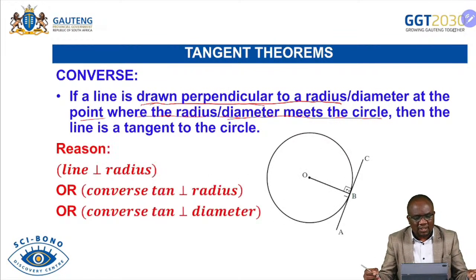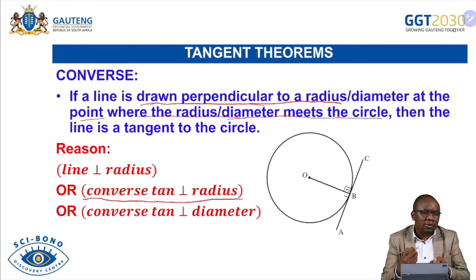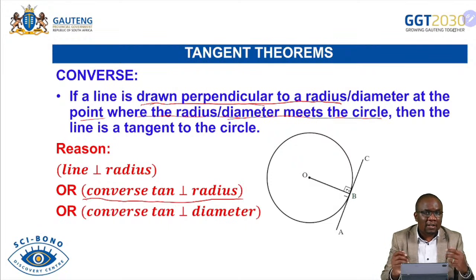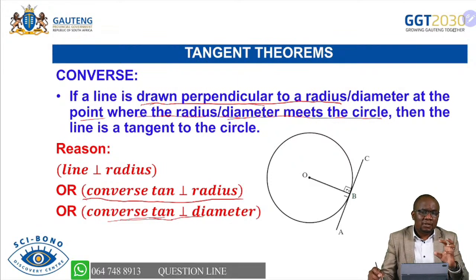So with the reason there, you can say converse. This one I think is very simple. You just add the word converse in front of tangent perpendicular to radius or line perpendicular to radius. Or converse, tangent perpendicular to diameter is the same thing. So that's the converse of that theorem. Now I'll be asking you to draw the theorem, then the converse I will just discuss. Okay, let's go to the next theorem.